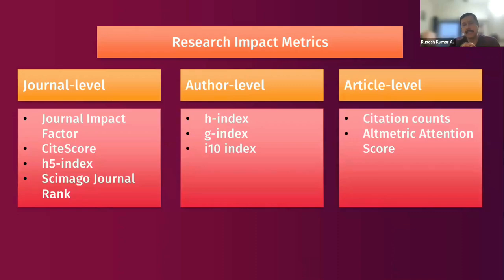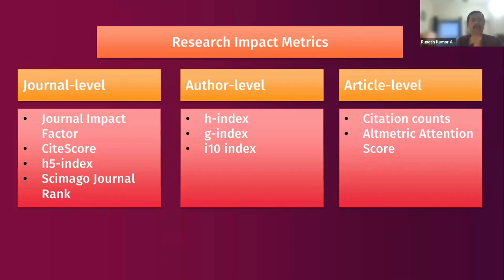Now, my focus is only on the most widely accepted and used research impact metrics. In addition to the metrics which I have included on this slide, there are tens of other metrics. But I'm not going to discuss all of them because they are not widely used. I'm going to take into account those which are widely used, widely accepted, widely regarded among the scholars, among the authors, and even by institutions.